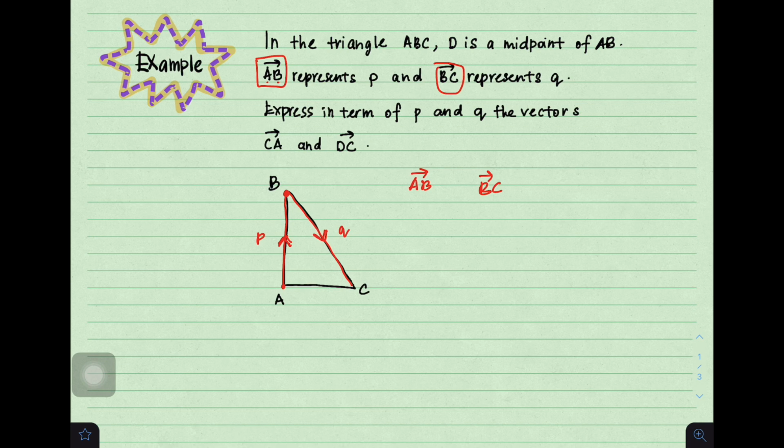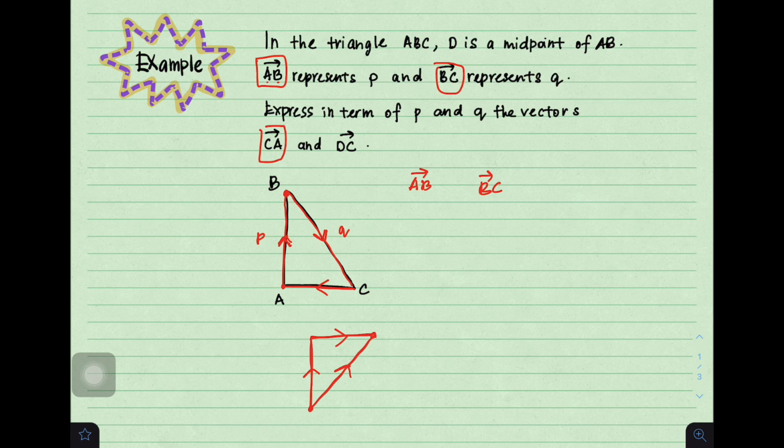Okay. The question asks you to express in terms of P and Q the vector C to A. So the question asks you to express what is vector C to A. It means they want the value of this vector C to A, the direction here, C to A. So we learned before, okay, if we have a vector like this one to this one, so the addition of these two vectors is from here to here. Okay, it must be from the initial point to the end point. It will be the addition of these vectors.